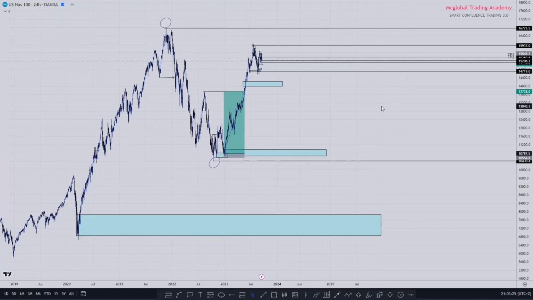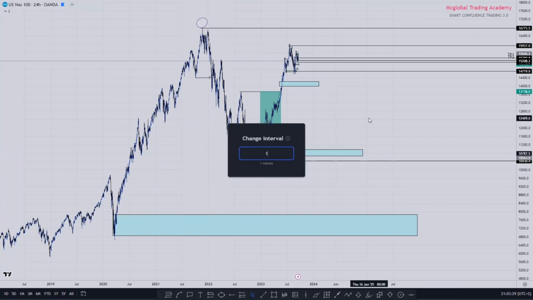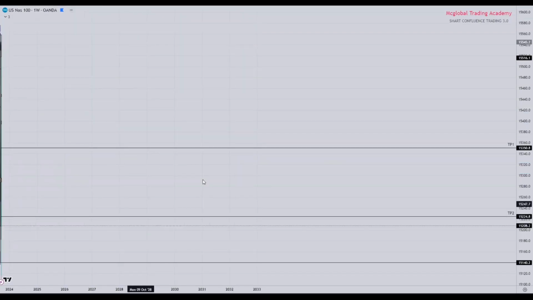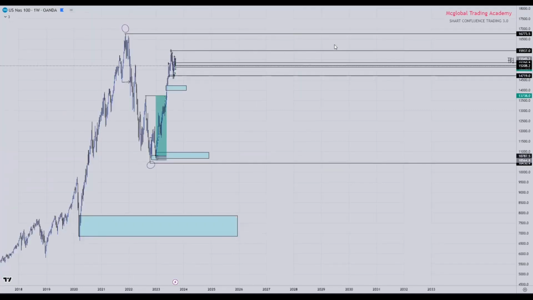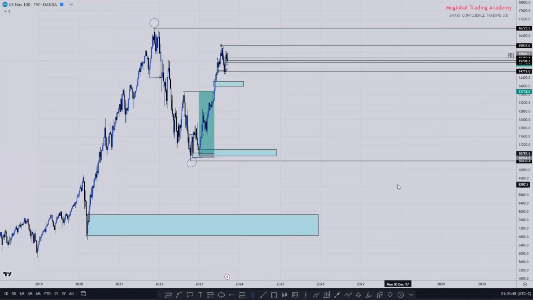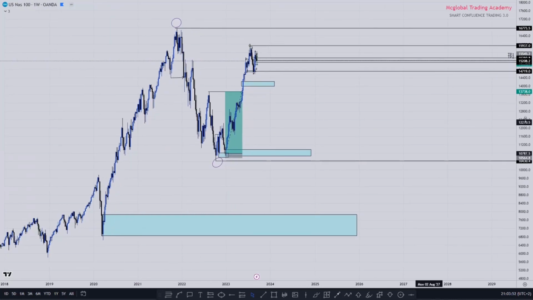On the weekly, you realize that overall it is still just a continuation of our overall bullish movement. If you go to the weekly, this is the weekly time frame. Let me just show you why I'm saying that it will still just be an overall push of the bullish move. On the weekly, this is what is currently happening, right?